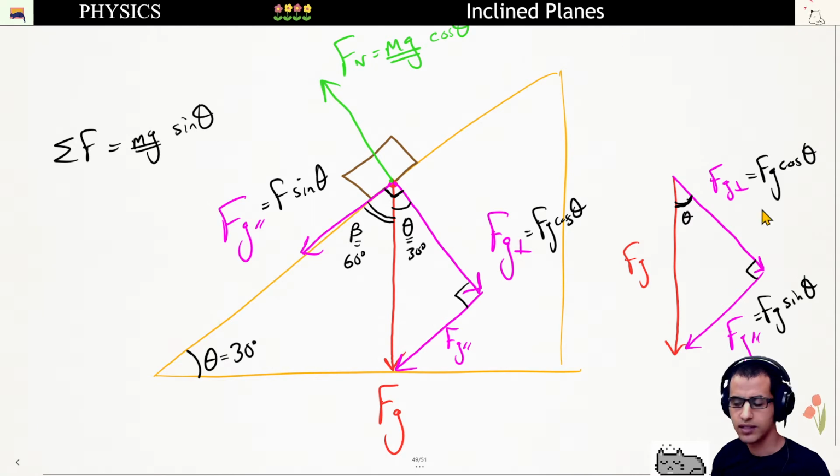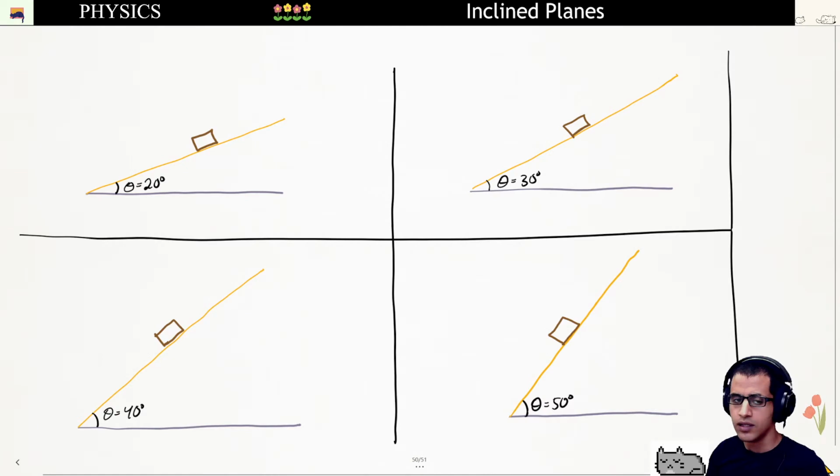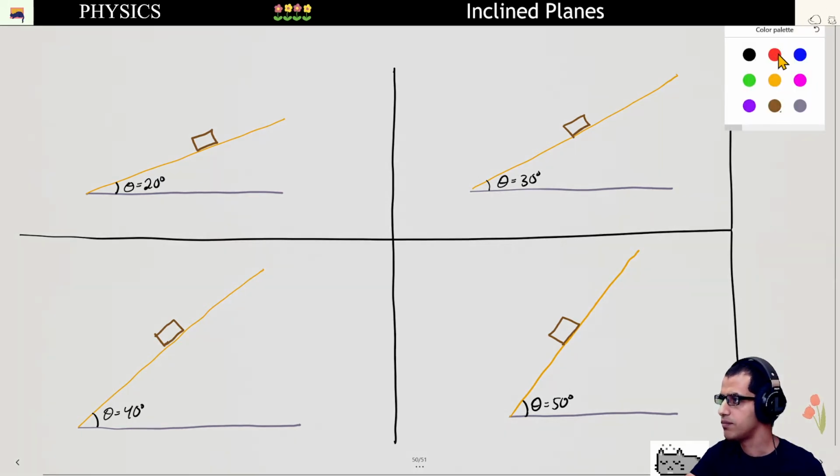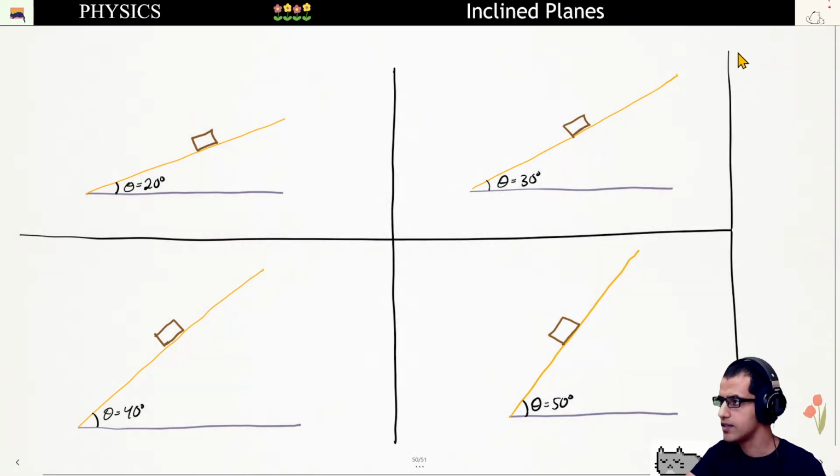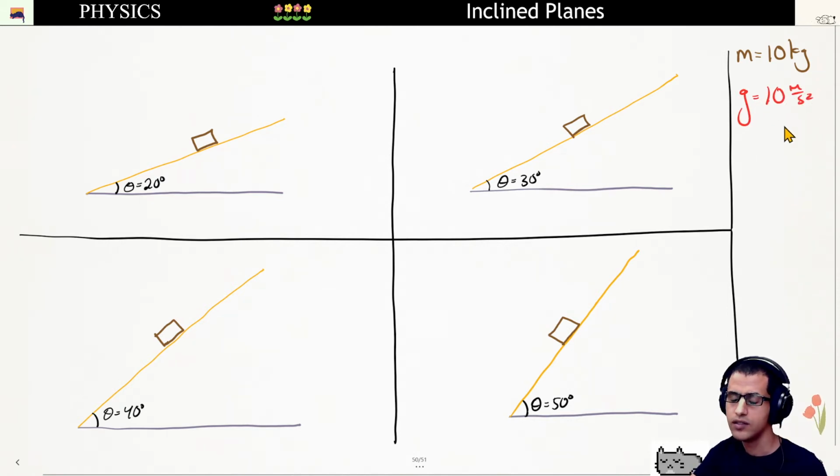So let's look at some examples here. So I've set up here 4 inclines at different angles. We're going to say that these are all the same blocks. So I have a block, let's say, of 10 kilograms. We'll make the acceleration due to gravity 10 meters per second squared. So that means that the force of gravity, the weight of the block, which is m times g, 10 times 10, is going to be 100 newtons.